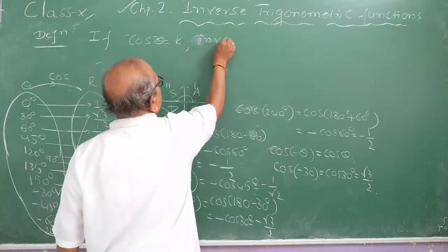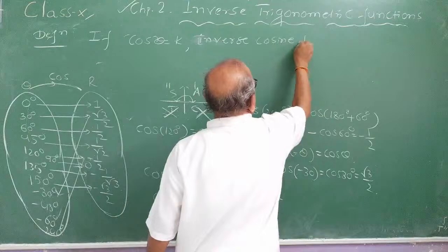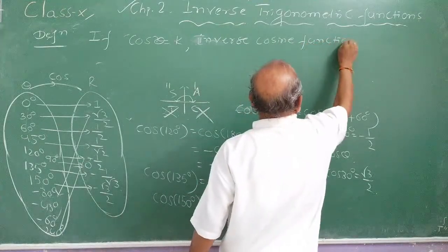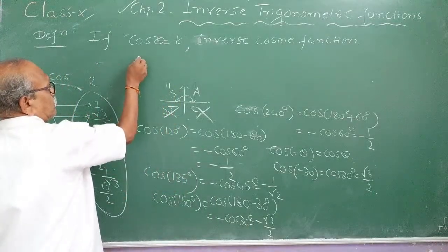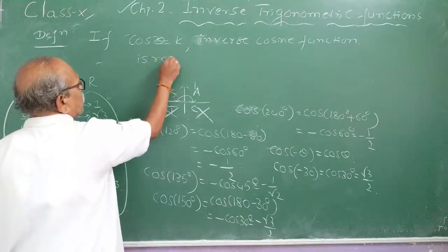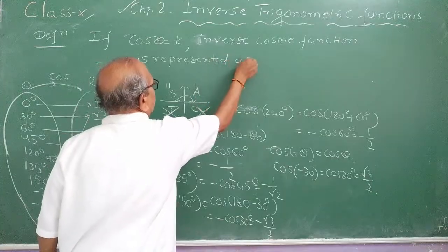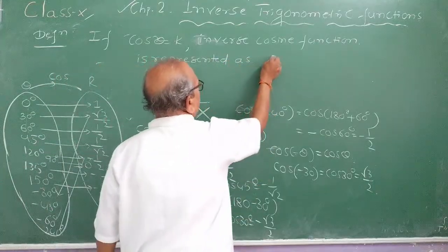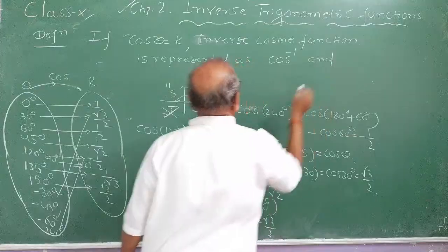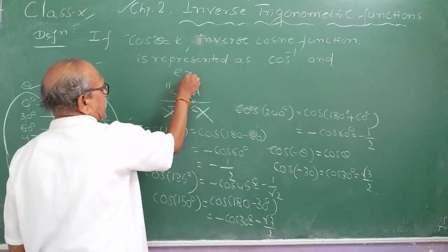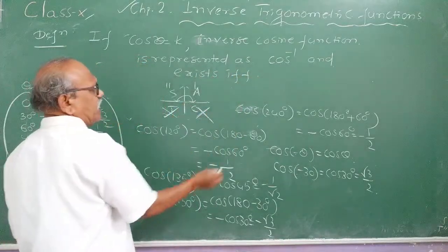Inverse cosine function. Inverse cosine function is represented as cos inverse and exists if and only if theta lies where it should.